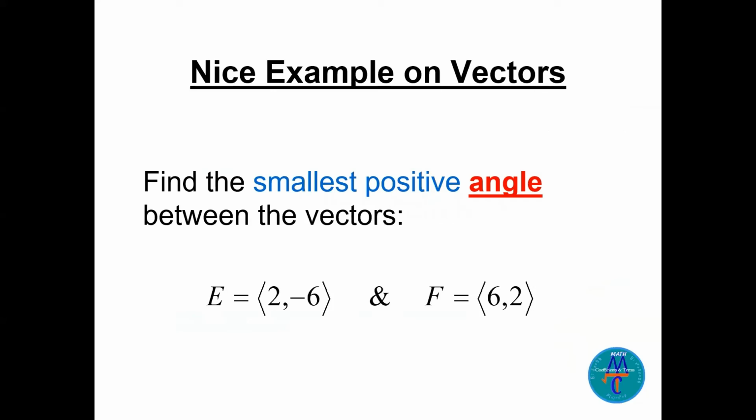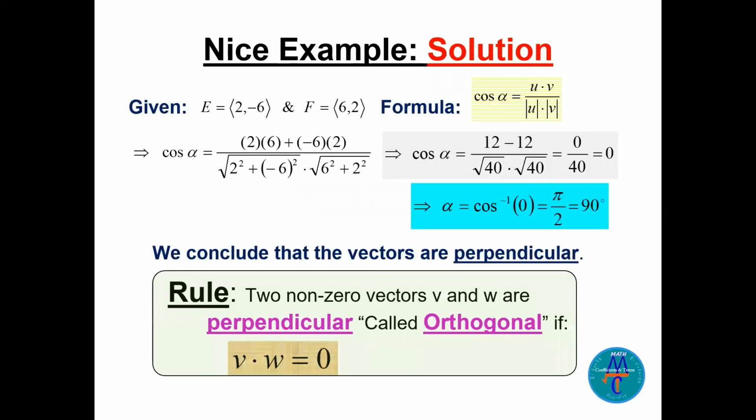Let's look at this nice example on vectors. Find the smallest positive angle between the vectors. If we have a vector E and a vector F. E is 2, minus 6, F is 6, 2. Let's find the smallest positive angle. So this is E and F.